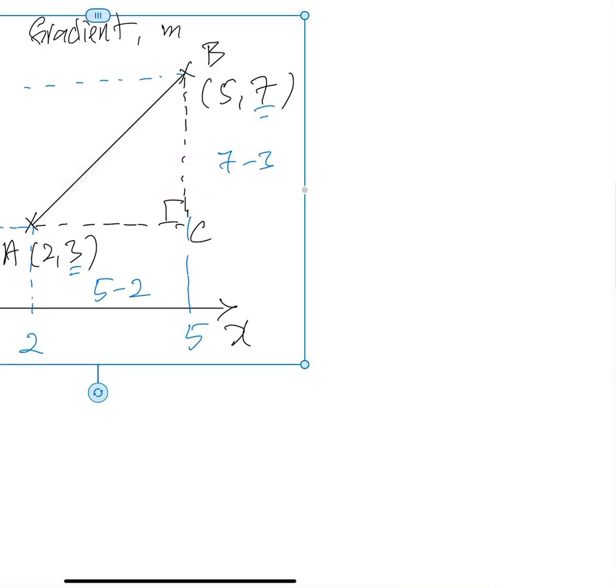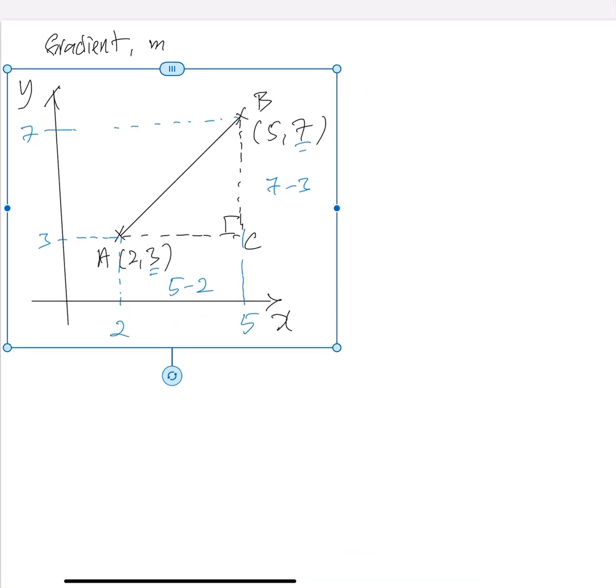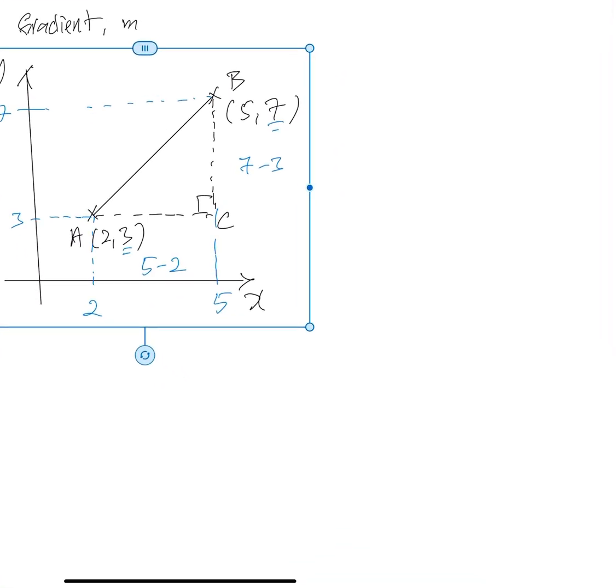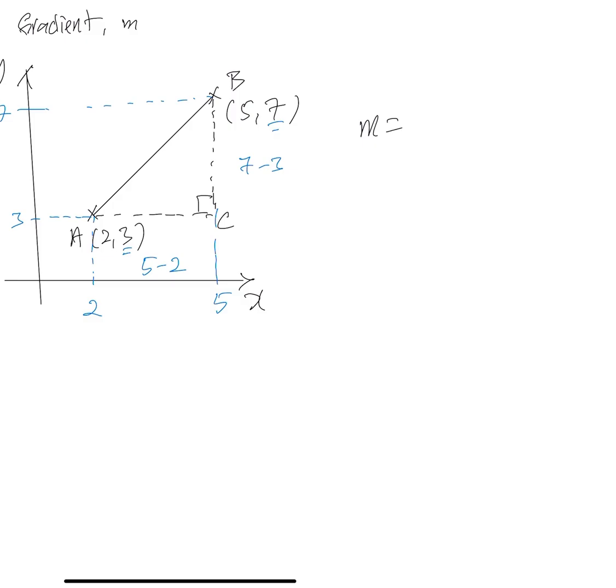Okay, now let's go to the second part. We're talking about gradient. To find gradient, we use m to represent gradient. Let me put back my things here. Similarly, for the same diagram, we know that gradient m is rise over run.